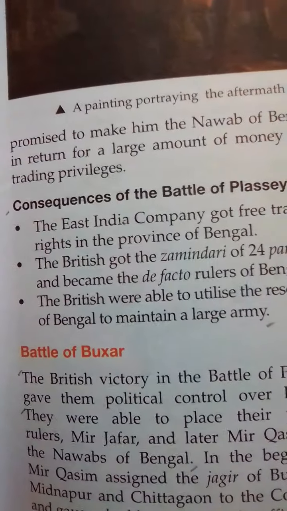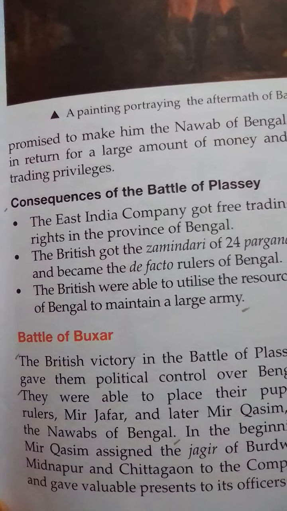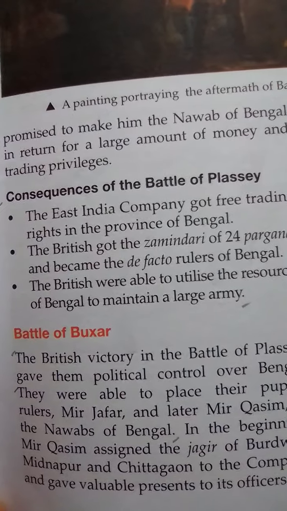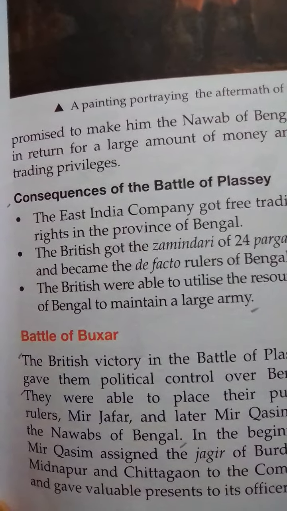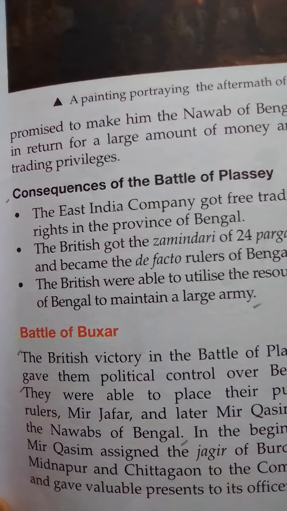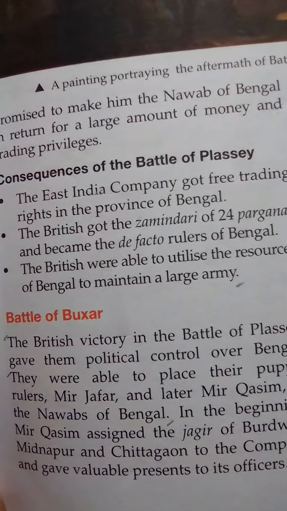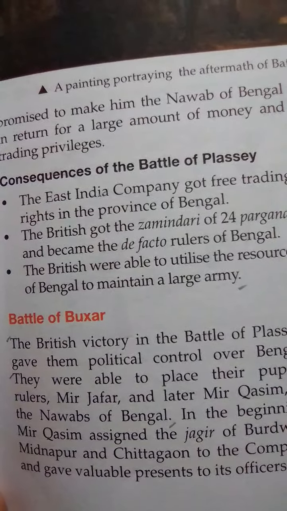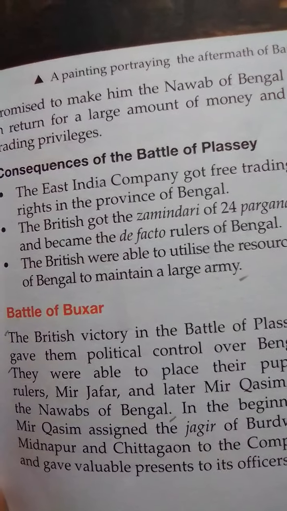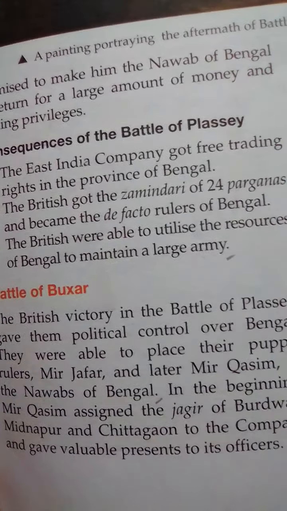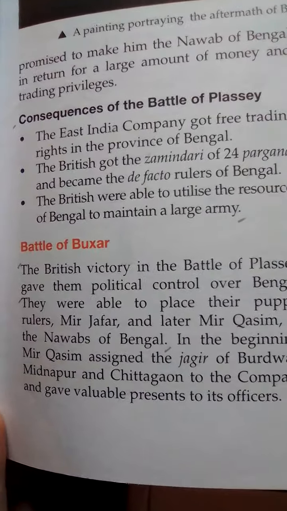Now we come to the consequences of the Battle of Plassey. The East India Company got free trading rights in the province of Bengal. Next, the British got the zamindari of 24 Parganas and became the de facto rulers of Bengal. The British were able to utilize the resources of Bengal to maintain a large army. Now, the Battle of Buxar.